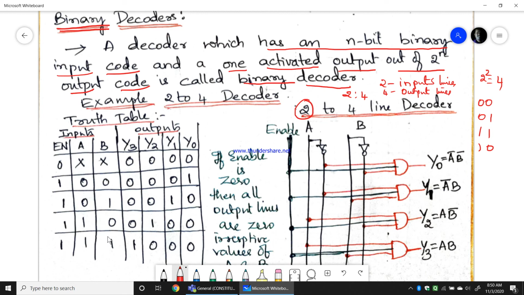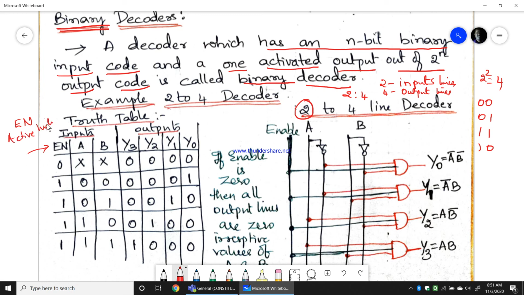Now in the truth table, this AB value will select the output. This AB value behaves as a selector. It means that the value of AB will determine which output line is to be activated or considered. But for that we should make sure that the enable pin is enabled and not disabled. This EN is an active high enable pin.